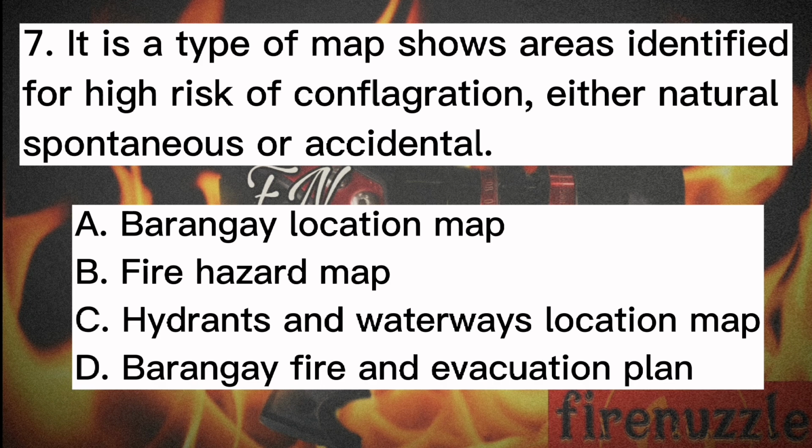7. It is a type of map shows areas identified for high risk of conflagration, either natural, spontaneous, or accidental. Letter B.